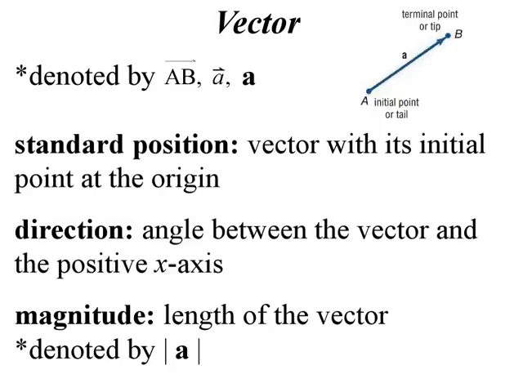Standard position is a vector with its initial point at the origin, like the origin on a coordinate plane. The direction is the angle between the vector and the positive x-axis. The biggest thing you need to get there is that it's the positive x-axis. And then the magnitude is the length of the vector. It looks like absolute value symbols, but when we refer to vectors, those symbols denote magnitude. So it is not absolute value when we're talking about vectors. This is magnitude.